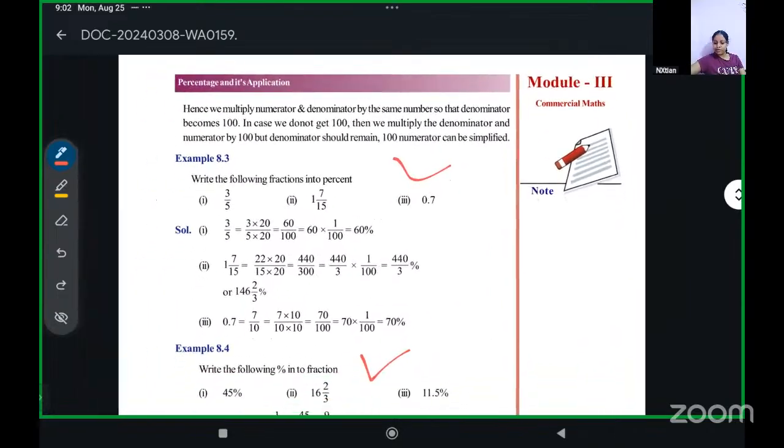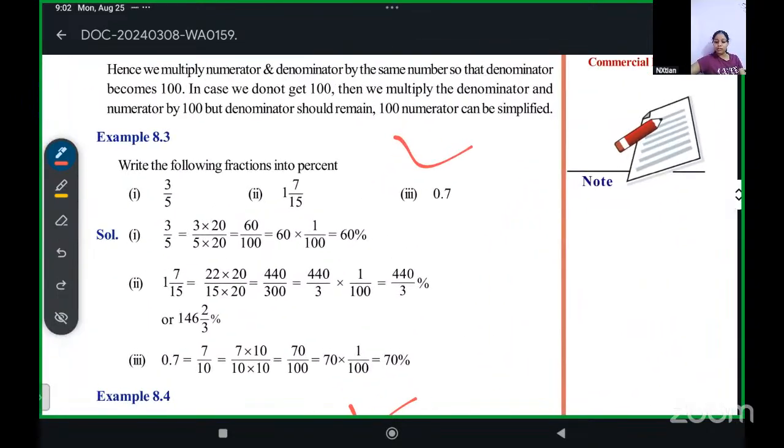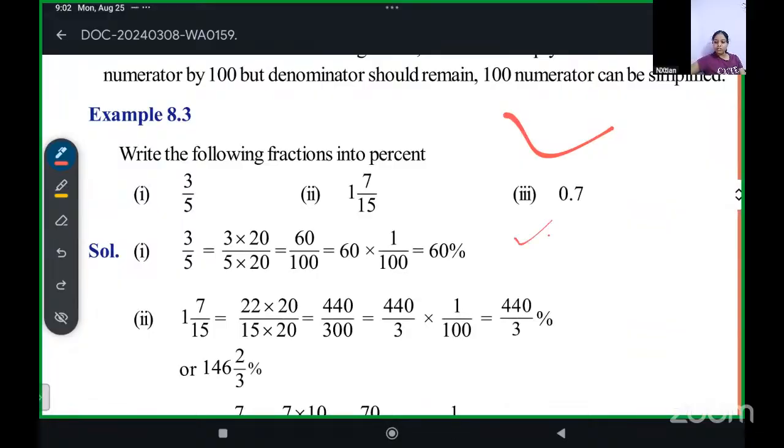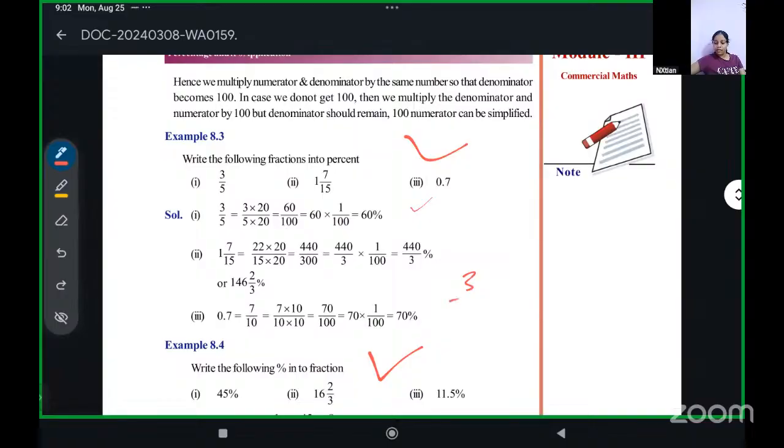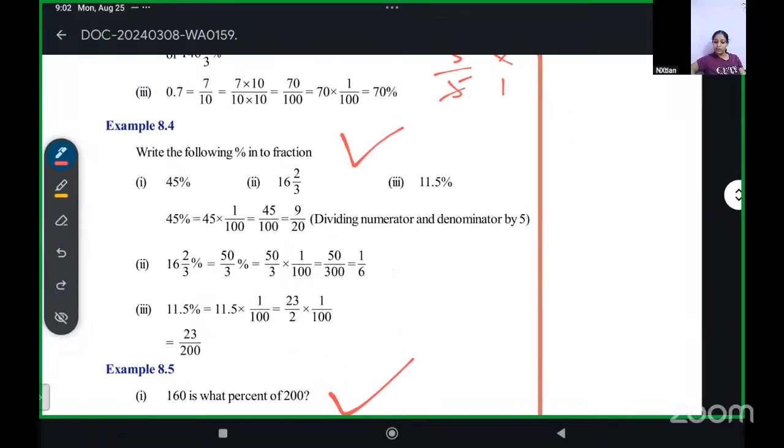Like these questions are there. Converting them into percent I taught you. 3 upon 5, how to calculate it into percent, Abraham? Multiplied by 100. Okay, 60%. Very easy.